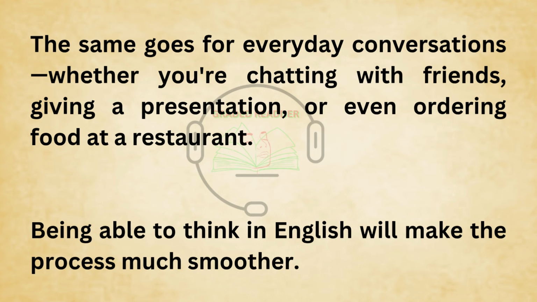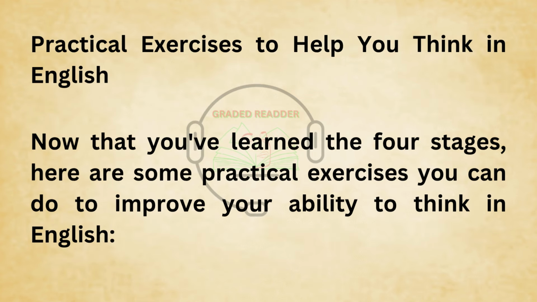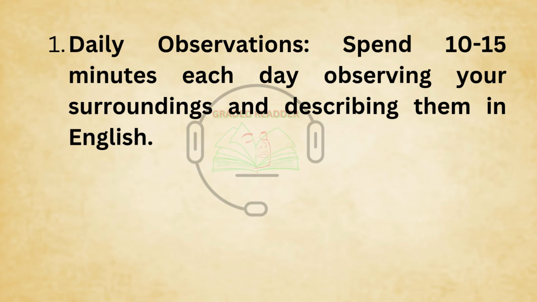The same goes for everyday conversations, whether you're chatting with friends, giving a presentation, or even ordering food at a restaurant. Being able to think in English will make the process much smoother. Practical exercises to help you think in English. Now that you've learned the 4 stages, here are some practical exercises you can do to improve your ability to think in English. 1. Daily observations.